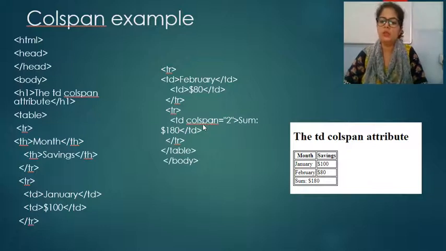Colspan means you want to merge columns, colspan equals 2. How many columns do you want to merge? That is 2. Close the tag, the data you want to enter is sum 180, td close. So it will enter the data sum 180 here, and then td close, and then tr close. So in this row there is only a single cell, the td cell where you have used spanning, then table close, body close. I hope it is clear to everyone.